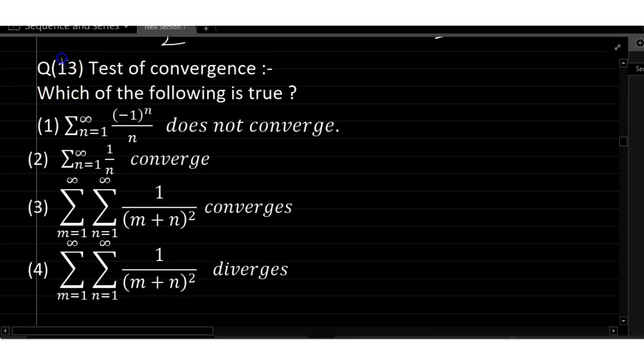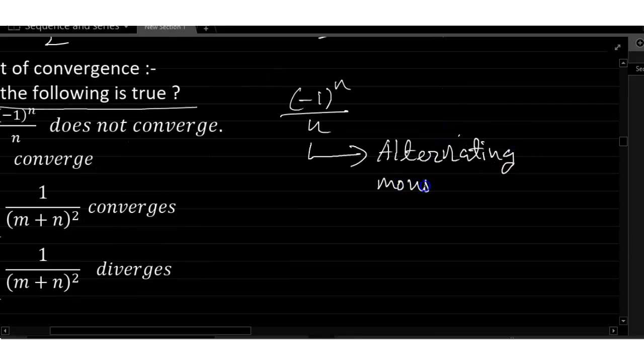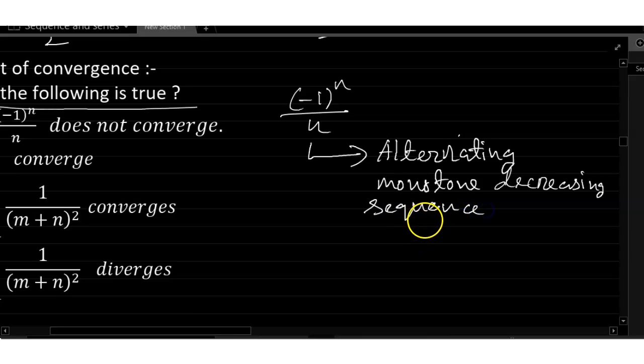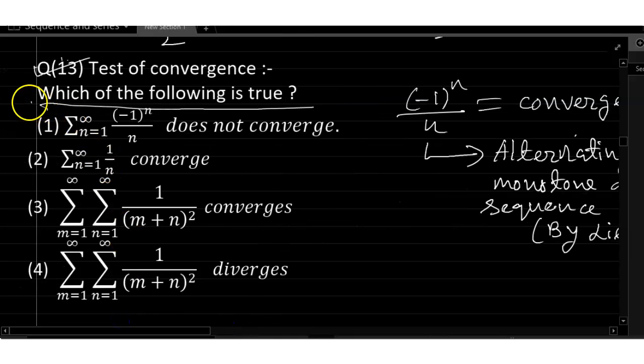Test of convergence. Which of the following is true? This is the series summation of minus 1 to the power n divided by n, which is an alternating, monotone decreasing sequence. It follows the Leibniz rule. It is convergent. True. This option is not true because this portion is divergent.